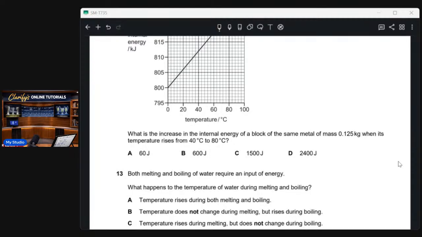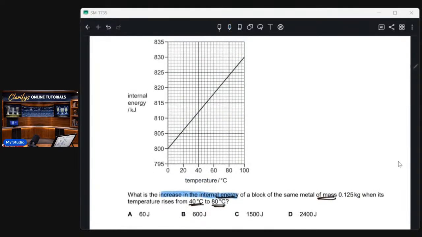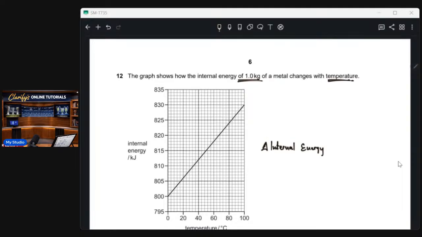Now, here, the question becomes, what is the increase? The question now says, what is the increase in internal energy of a block of the same mass when its temperature rises from 40 to 80? So, listen, everybody. They want the increase in internal energy, the change in internal energy. Same metal, right? So, what was the mass of this one? This was mass 1 kg.